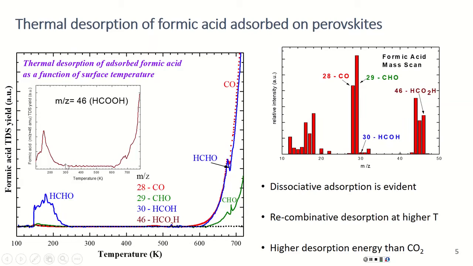So this is the parent mass of formic acid. This intensity was very low compared to this intensity. So yes. How much less? Is it like 100 times or a million times?